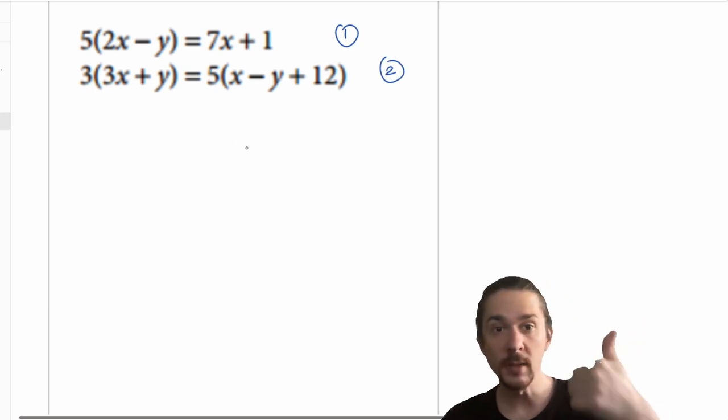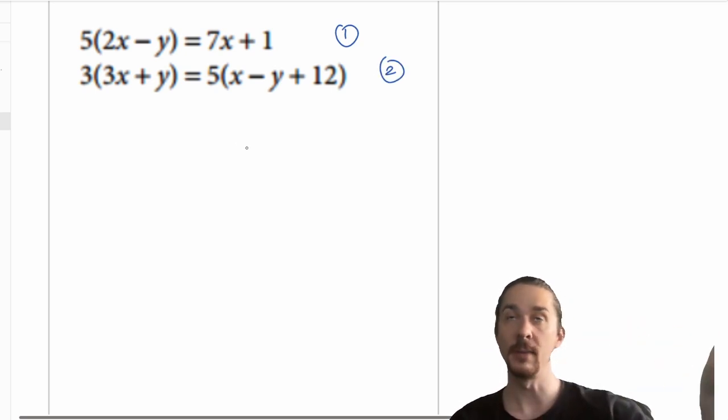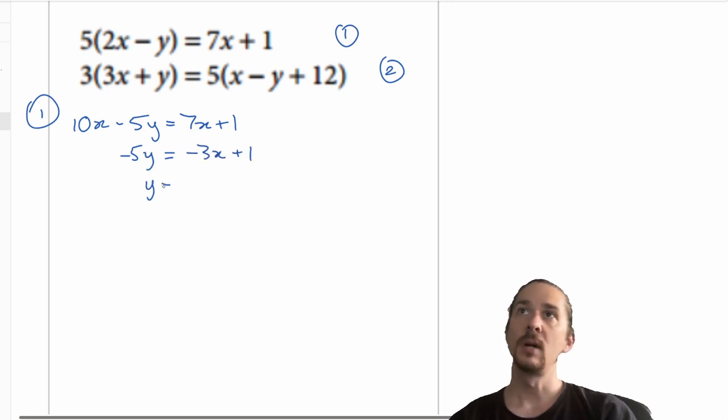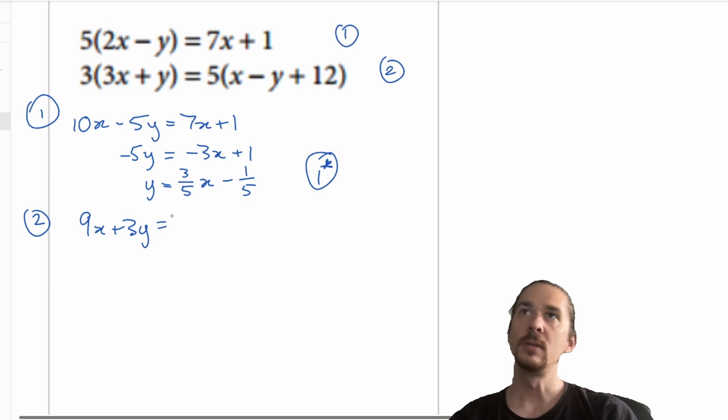And I'm going to get 1 star and 2 star, and each of them are going to be in the form y equals mx plus b. So 1 becomes 10x minus 5y equals 7x plus 1, which means negative 5y equals negative 3x plus 1, which means y equals 3/5 x minus 1/5. This is 1 star. 9x plus 3y equals 5x minus 5y plus 60. The 5y over here becomes positive.